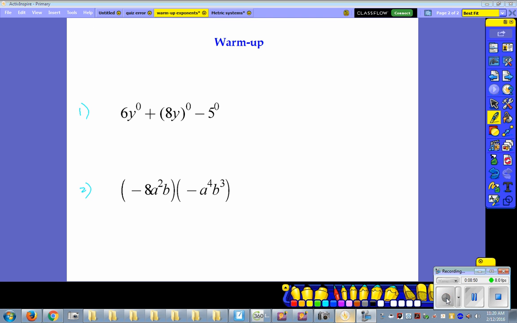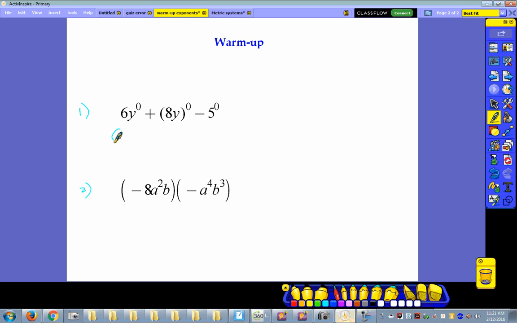Okay, let's do the warm-up. Anything raised to 0 is equal to 1. Just be careful which expression is raised to 0. Now, which expression here is raised to 0? Y only. So then you will write this 6, then y raised to 0 is 1. Now, the entire thing here was raised to 0. So 8y, quantity raised to 0, is just equal to 1.